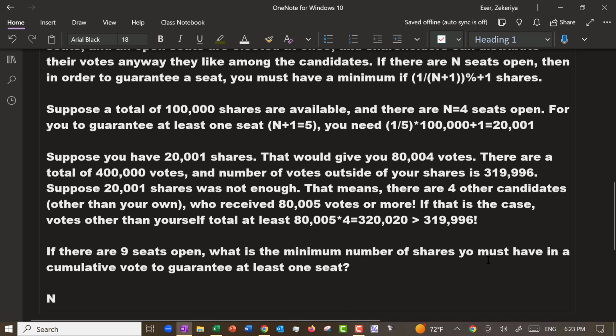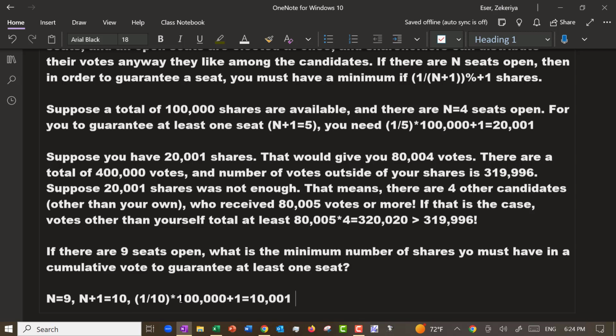So n is 9, so n plus 1 equals 10. So 10,001: 1 over 10 times the number of shares, plus 1. So if you own 10% or more of the company, you are guaranteed a seat.